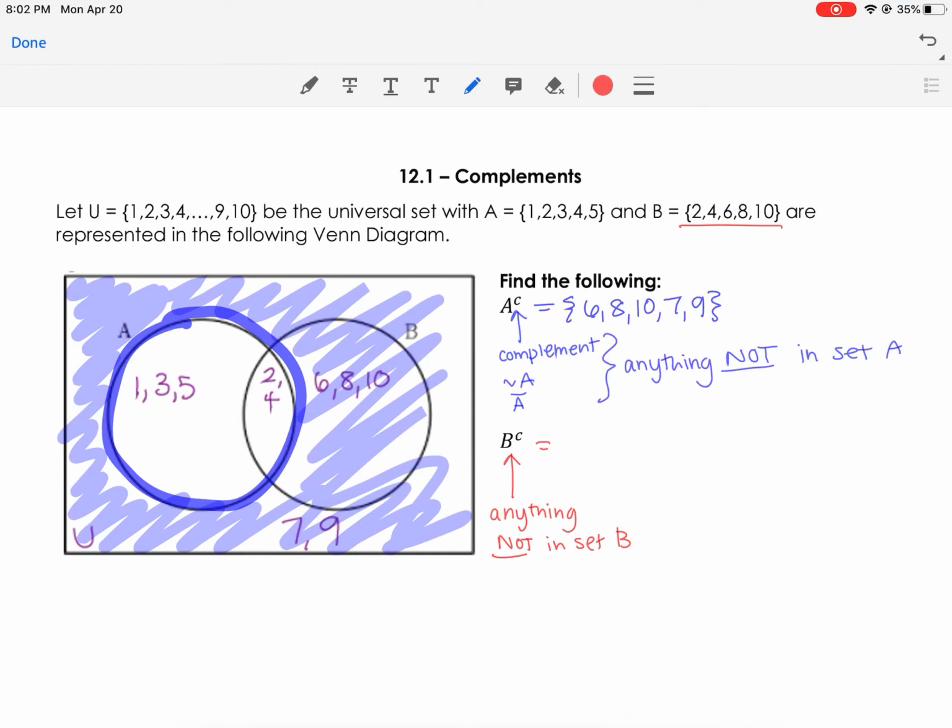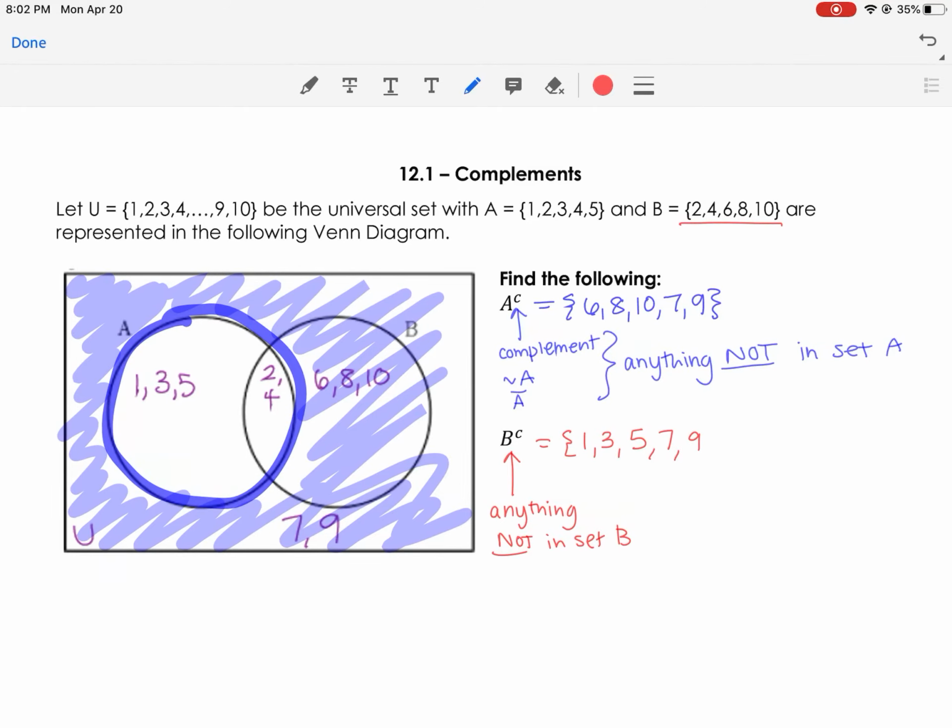So 1 is not in B, 2 is, so we're not going to list that, 3 is not in B, 4 is, so we don't list that, 5 is not in B, 6 is, so we don't list it, 7 is not in B, 8 is, so we don't list it, 9 is not in B, and then 10 is. So it is the set of all those odd numbers.